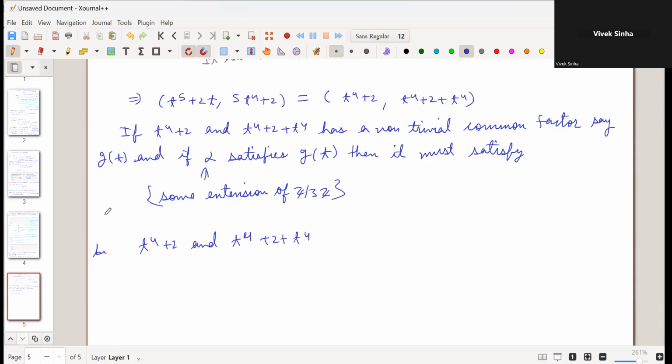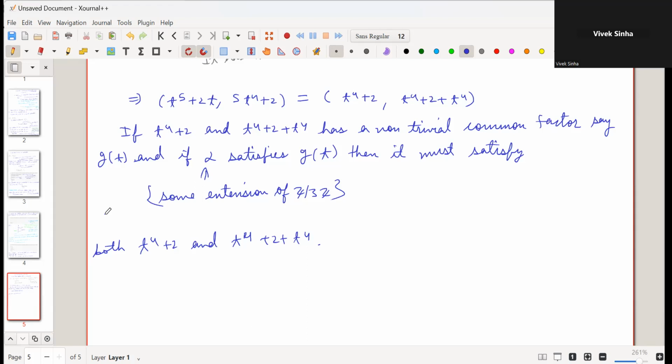It must satisfy both T^4 + 2 and T^4 + 2 + T^4, right? Because GT is a common factor, GT will divide this and GT will divide this. So if there is some root of GT, that will also be a root of this, and that will also be a root of this, right? And there will be a root of GT in some extension of Z mod 3Z.